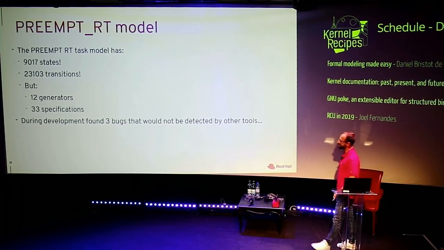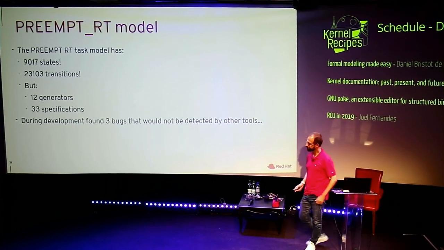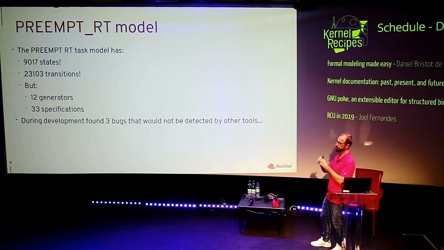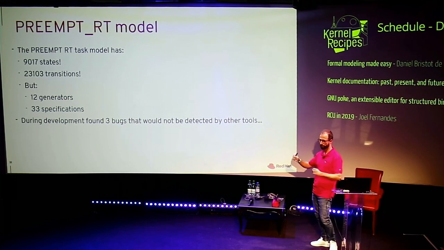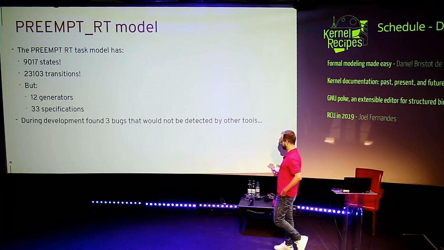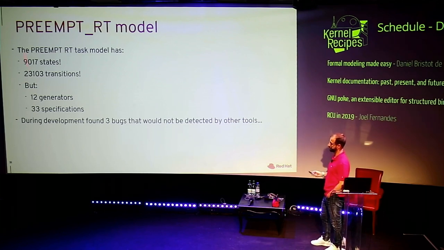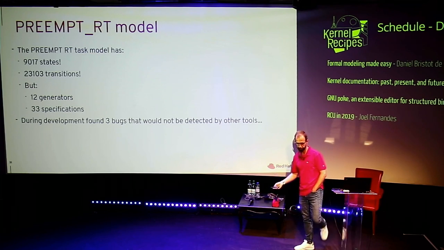So, by breaking it down into small pieces and assembling them back, we break this complexity down into 12 generators, 12 independent pieces, and 33 specifications saying what we want and what we don't want between two subsystems. My original idea was to use the PREEMPT_RT to explain the properties of the PREEMPT_RT preemption model.